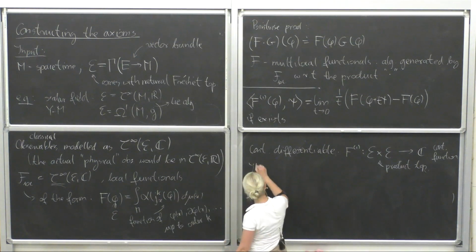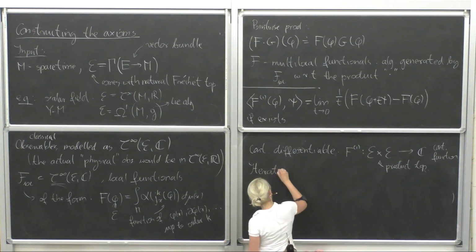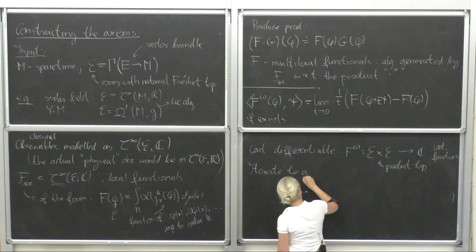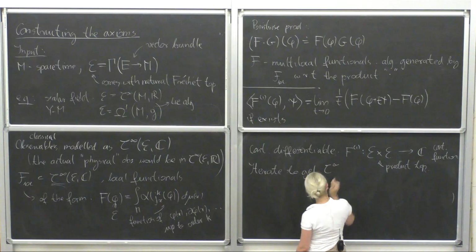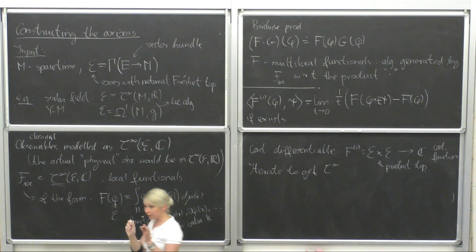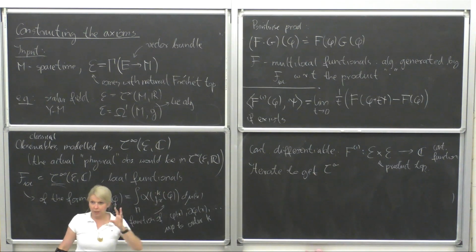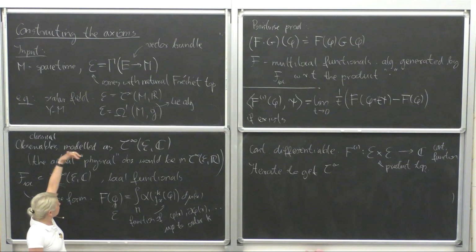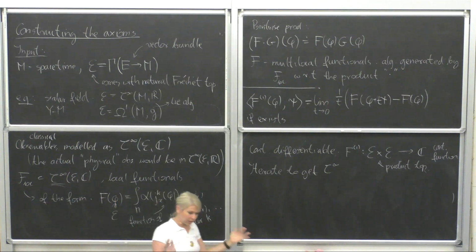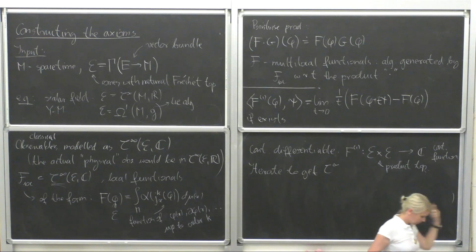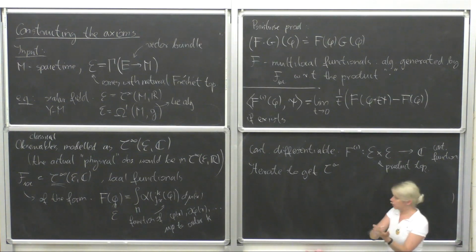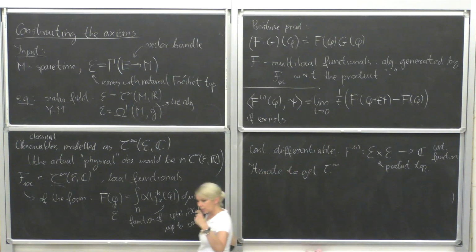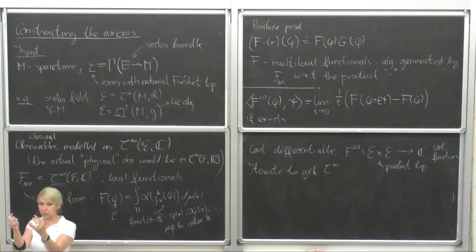So iterate to get C infinity. In particular, this is a nice situation. Our space of field configurations is a space of smooth sections itself. So then continuous maps on the space of smooth sections give us distributional sections.